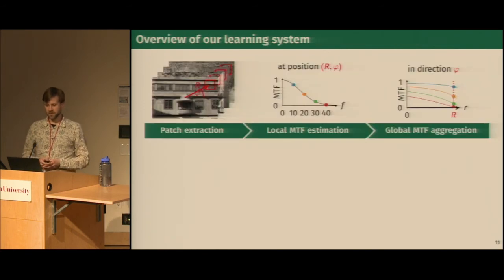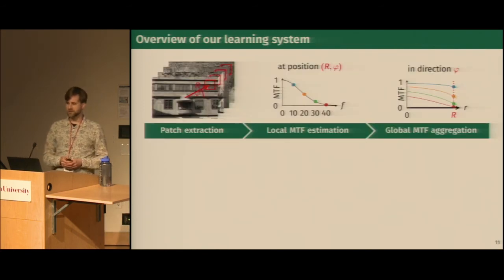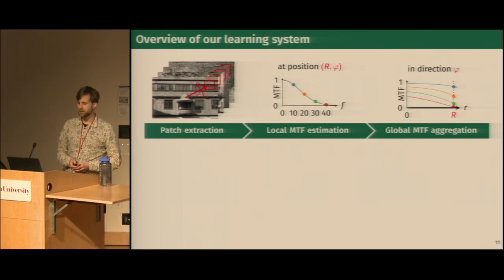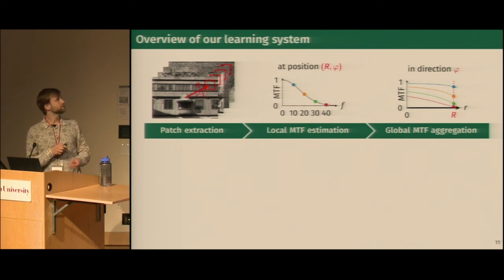And so this is how our learning system is structured. It's basically consisting of 3 parts. First, we extract some patches and pre-process them in some way. Then we perform a local estimation of the modulation transfer function just in this patch.